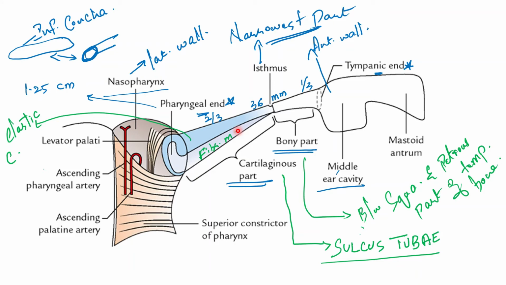Microscopically, the auditory tube is lined by the ciliated columnar epithelium with the goblet cells and the mucous glands in between. So this is about the structure of the auditory tube.